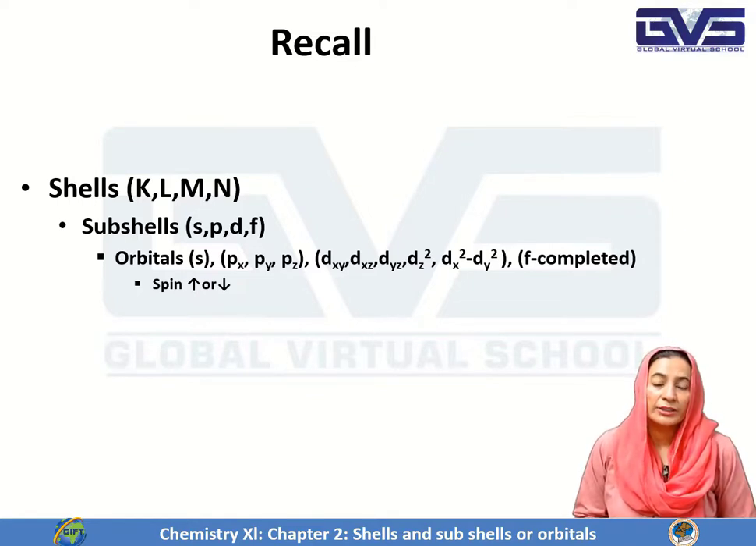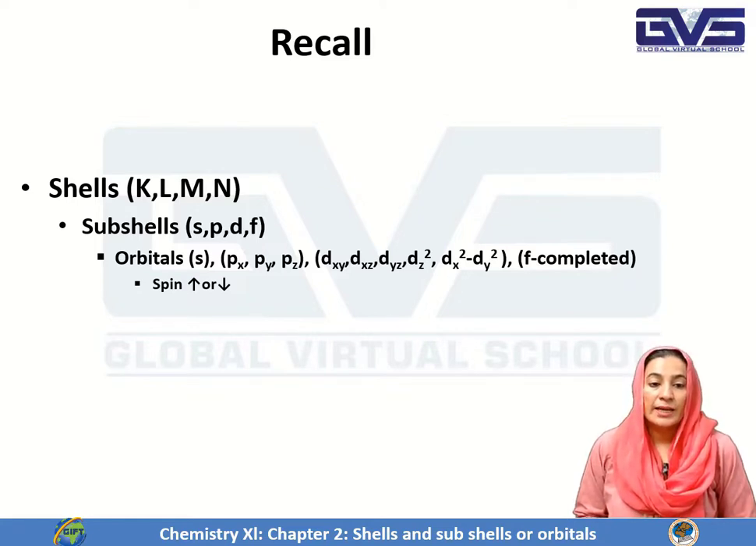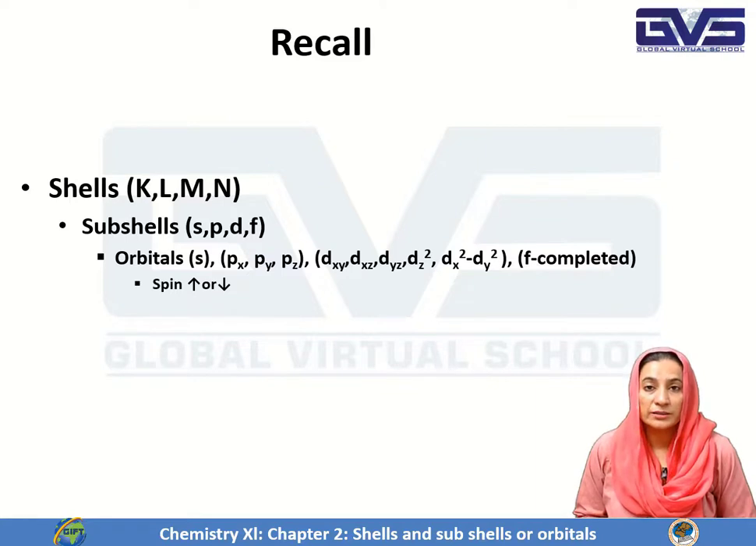And every shell has further subshells. In the first shell there is only one subshell, that is the S subshell, while in the second there are S and P subshells. In the third it is S, P and D subshells, and in the fourth it is S, P, D and F subshells. K, L, M, N are the shells, S, P, D and F are the subshells. And every subshell has different orbitals.